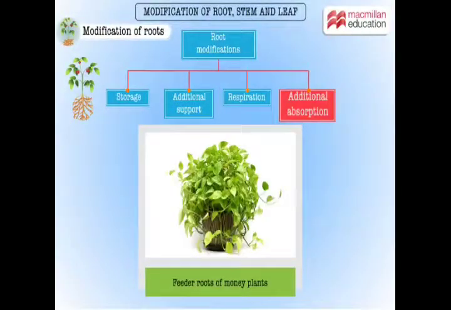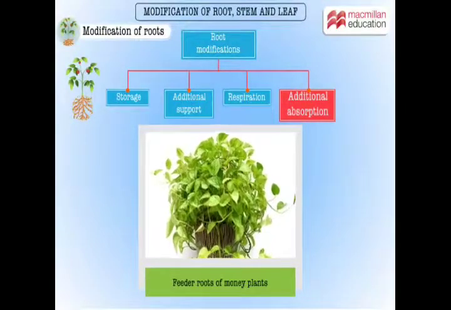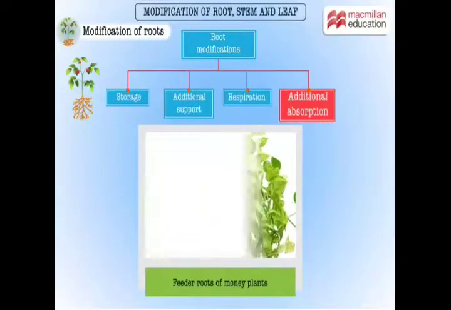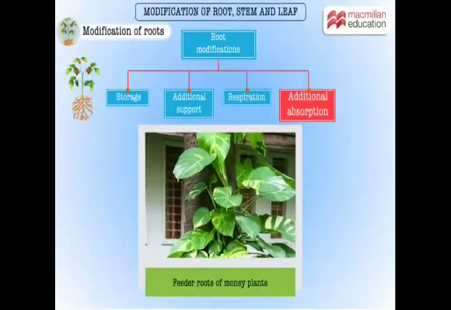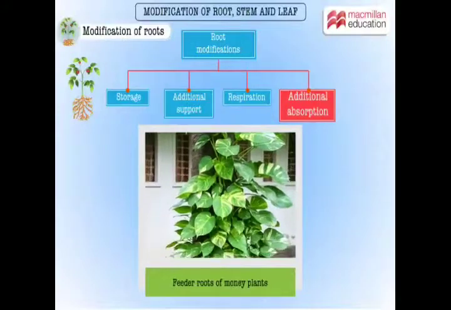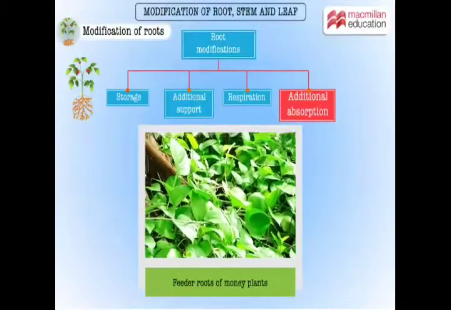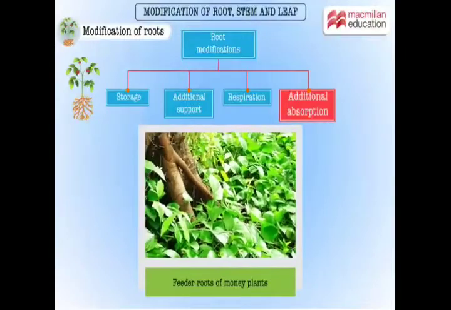Money plant has long, slender feeder roots that help in absorbing additional nutrients and water from the soil. Observe the feeder roots of money plant on a tree bark. Feeder roots make money plant a monstrously growing plant in tropical countries.